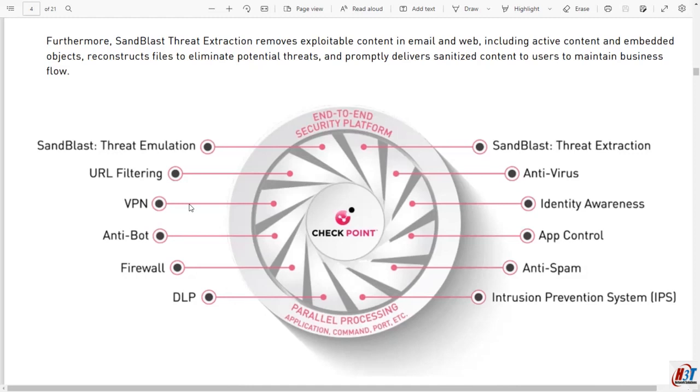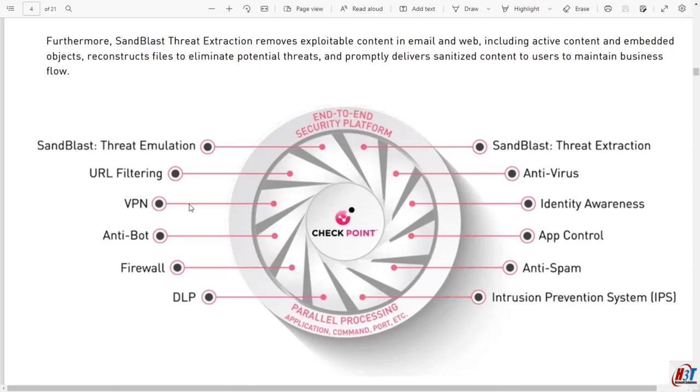You have the Sandblast part where it has two features. You can see the threat emulation and the threat extraction, which basically mostly deal with the zero-day attack side of it. Then you have the URL filtering, which is embedded in the firewall, and then VPN. These are all the features or the blades that you can enable in the firewall.